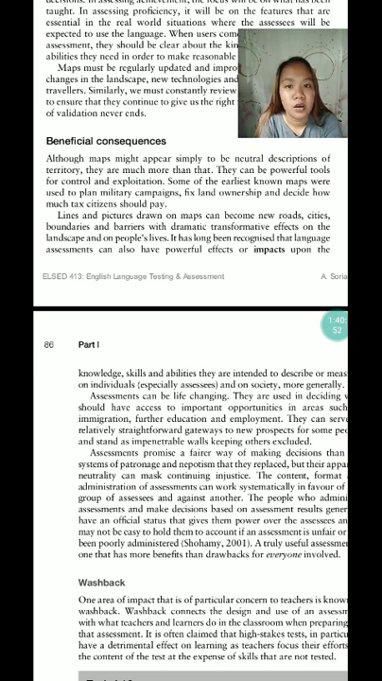Beneficial consequences. Although maps might appear simply to be neutral descriptions of territory, they are much more than that. They can be powerful tools for control and exploration. Some of the earliest known maps were used to plan military campaigns, fix land ownership, and decide how much tax citizens should pay. Lines and pictures drawn on maps can become new roads, cities, boundaries, and barriers with dramatic transformative effects on the landscape and on people's lives.